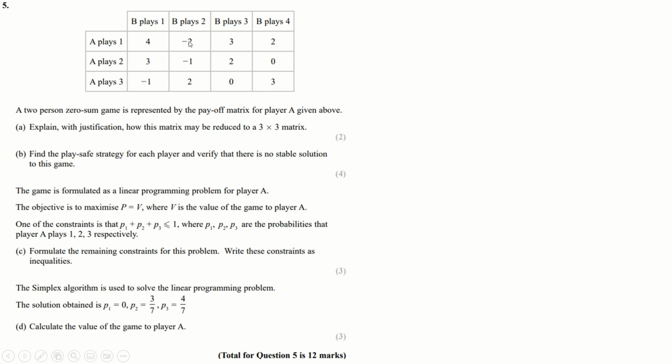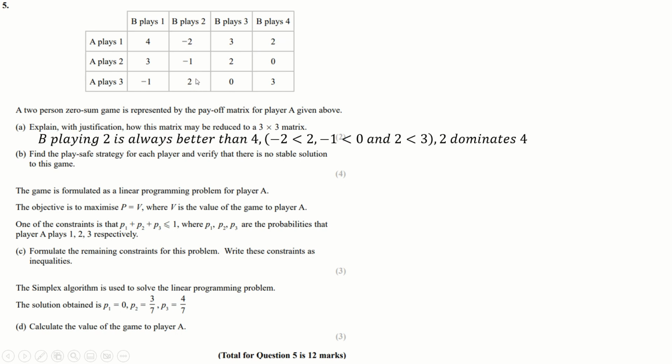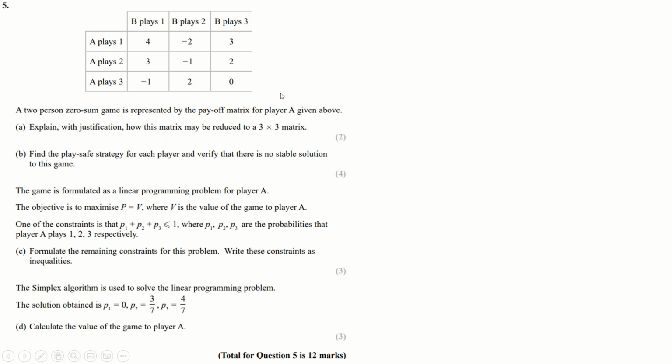So B, if you see a negative number from B's point of view, that means they're winning money, and a positive number means B is losing money. So if we look at this column and this column, here B is winning 2, here B is losing 2, here B is winning 1, here B is breaking even, here B is losing 2, here B is losing 3. So if he plays 4, no matter what A plays, he's going to win more or lose less by playing B. So we say, and you have to write this, that column 2 dominates column 4, and we can just get rid of column 4, because he'll just never play it. There's no reason to. Playing column 2 is always better.